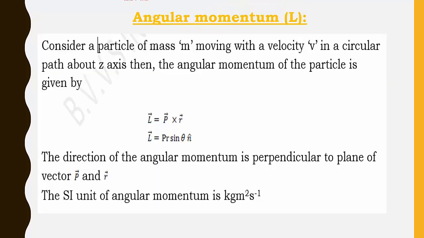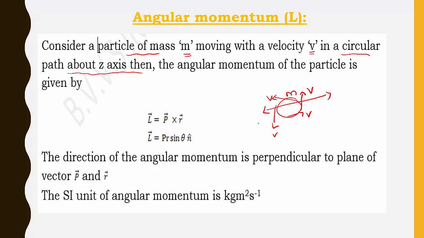So consider a particle of mass m moving with velocity v in a circular path about the z axis. So we considered a particle having mass m, moving with velocity v like this. We take velocity v in a circular path. So this is what? Linear velocity. Is it clear? It is moving in a circular path about an axis, which we can take as the z axis.